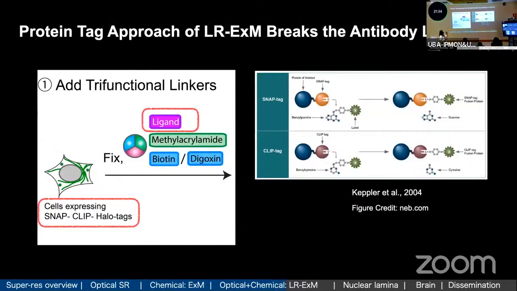And we have another approach. If you want to have really high resolution, like 5 nanometers, you will start to worry about the size of the antibodies. So here we developed the second approach, which is the protein tag approach of LR expansion microscopy that breaks the antibody limitation of size or availability. Instead of conjugating our previous trifunctional linkers onto the antibody, here we use a ligand instead of NHS ester in this trifunctional linker. So the ligand could recognize snap tag, clip tag, or halo tag co-expressed on the target protein.